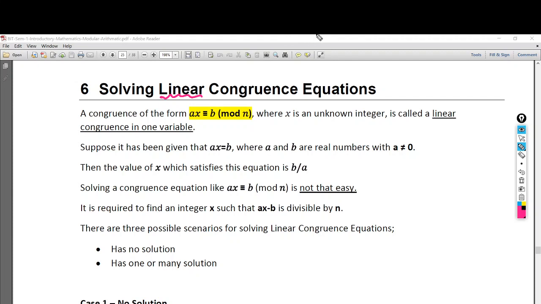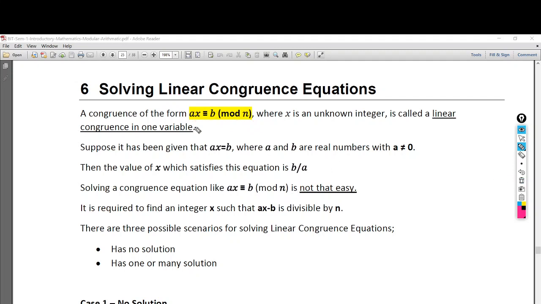That means there are no powers on x, just the power is 1. So it is something like this: ax is congruent to b mod n. Of course, a and b will be numbers. Then you will be asked, what is the value of x? This kind of equation is called a linear congruence equation.